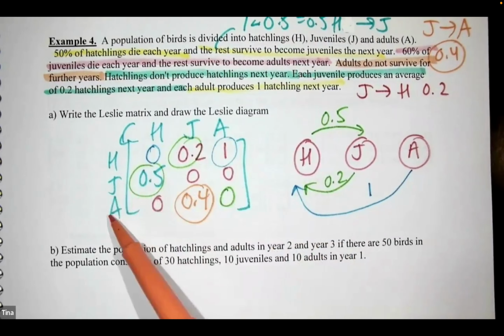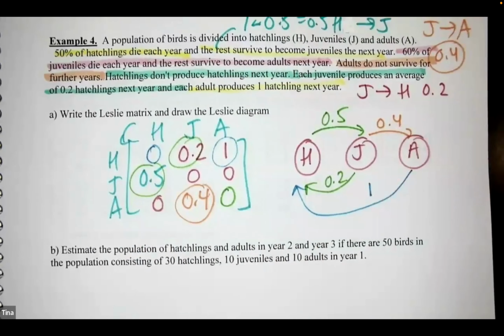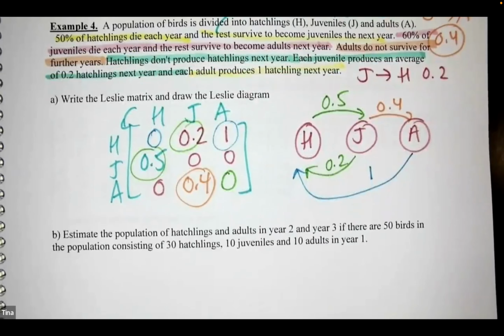So that's juvenile to adult. And technically, you don't really need to put any zeros in, right? Because they're never going to change anything in terms of your answers.